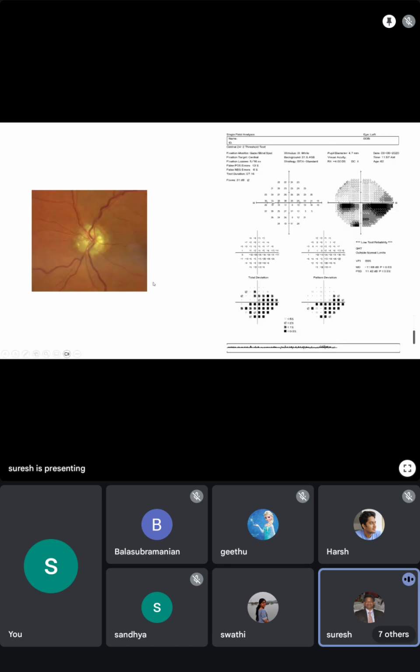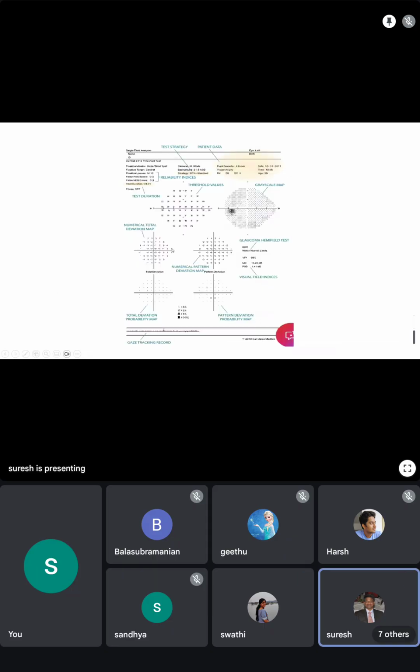And finally, whenever you see a printout like this, it need not necessarily be because of glaucoma. Always look at the fundus picture or OCT to see if there are other illnesses which are producing a similar picture. This is due to multiple optic nerve head drusen. Okay, and this is just an overview of how to go about it.